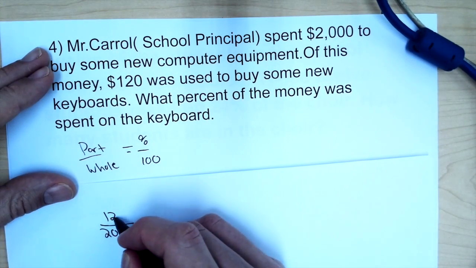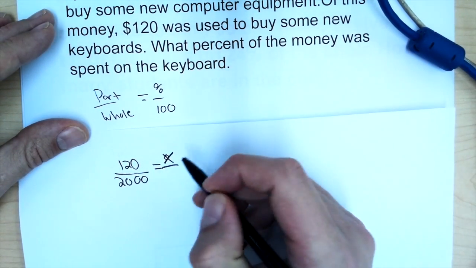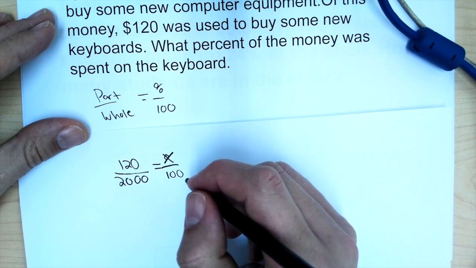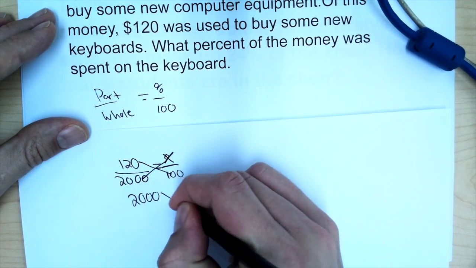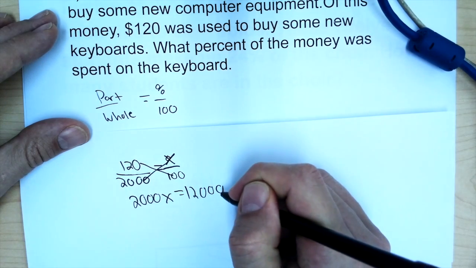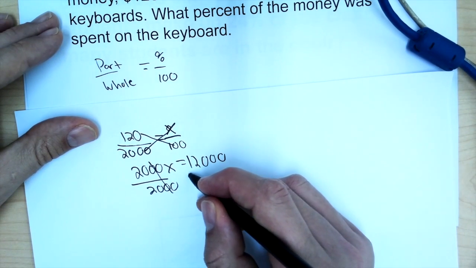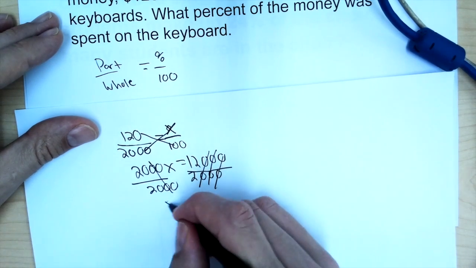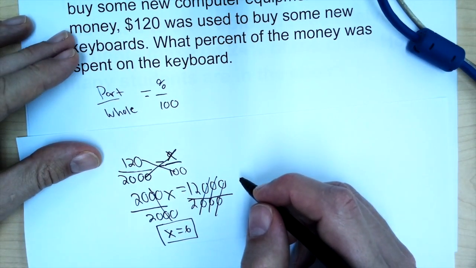Therefore, my part is going to be 120. I don't know my percentage, so I'll put an x there. Now I have my proportion set up, I can go ahead and solve for x. I'll start by cross multiplying to get 2,000x. Next I'll multiply 120 times 100 to get 12,000. After that, I'll divide both sides by 2,000 to cancel out the 2,000s. 12 divided by 2 is 6. So what percentage of money was spent on keyboards by Mr. Carroll? 6%.